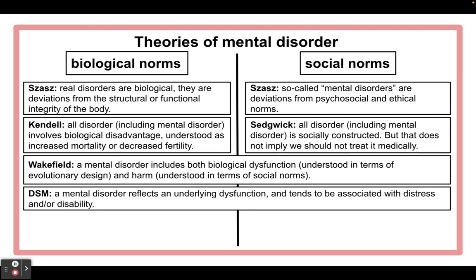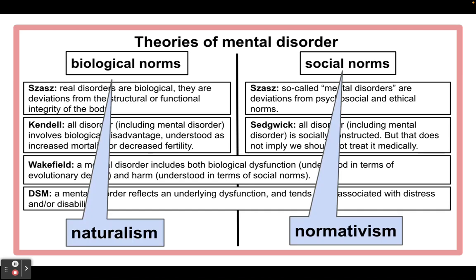So now that we have these on the table, I'm going to move to talking about Bolton's conception and how it relates to these others. But before I do that, I just want to note that there is another term that's sometimes used for these two different sides: naturalism and normativism. The theories that ground disorder in biological norms are often referred to as naturalism, and the theories that ground mental disorder in social norms are often referred to as normativism. And like I mentioned briefly, theories that combine the two are often called hybrid theories.